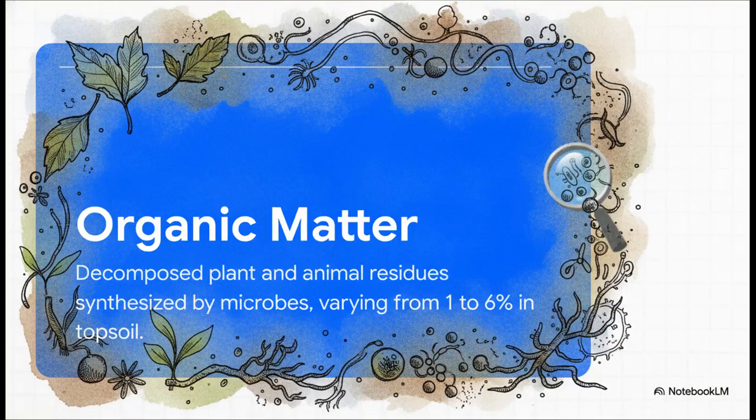Next up is organic matter. Despite only taking up that tiny 1 to 6% fraction by weight in topsoil, it is absolutely indispensable for soil productivity. Without it, you're in trouble. It's made up of partially disintegrated plant and animal residues, plus compounds synthesized by soil microbes.